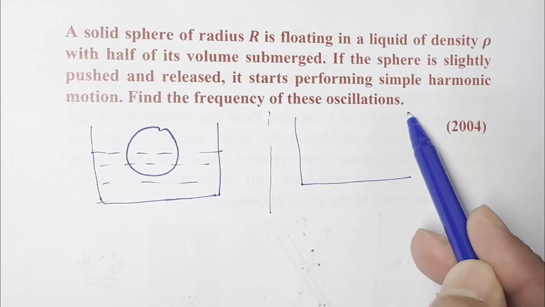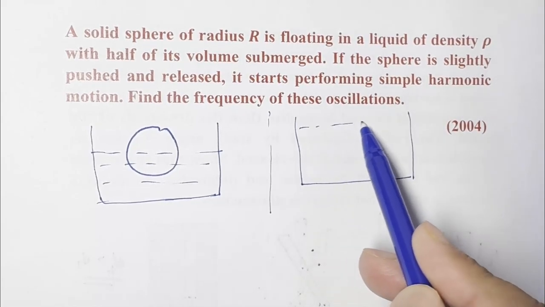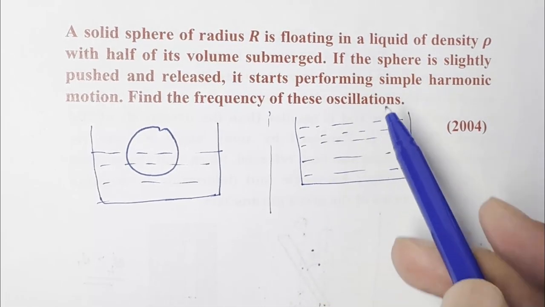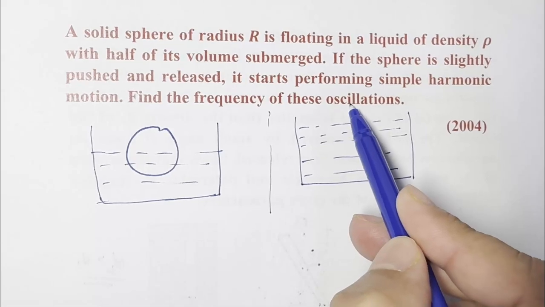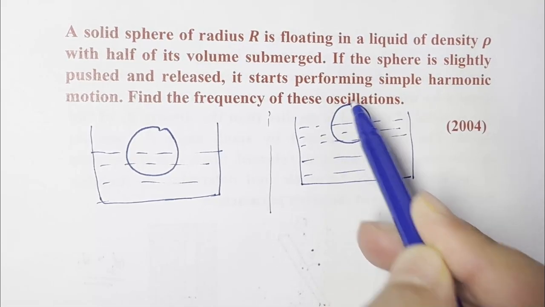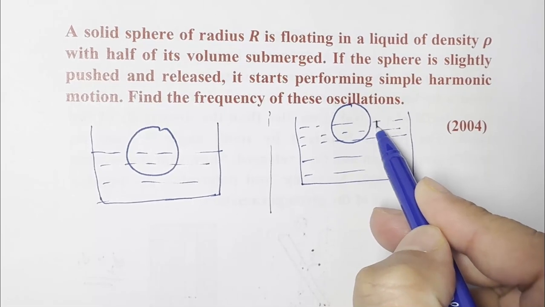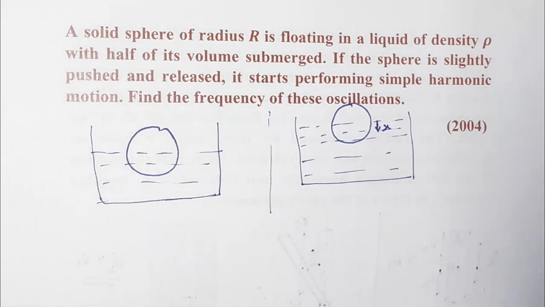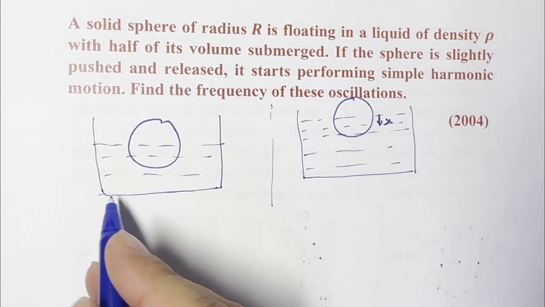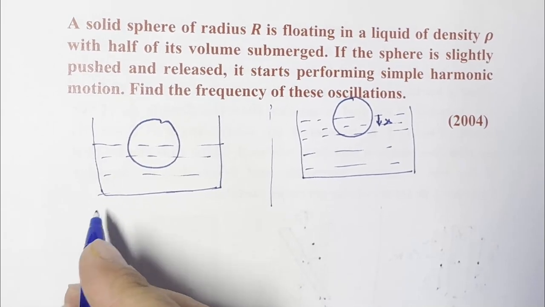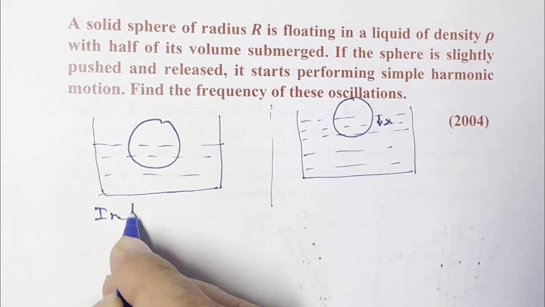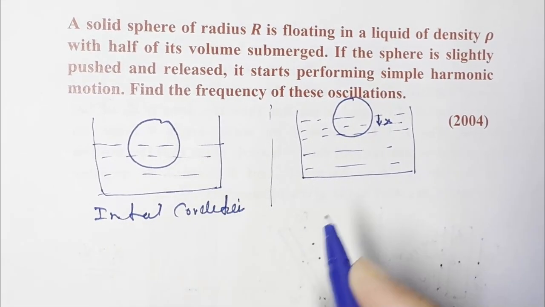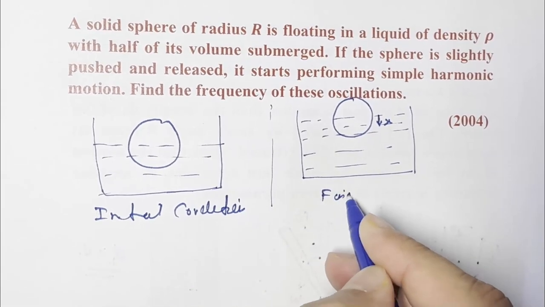and we say that the amount by which it is pushed in the downward direction is, let us suppose, x. So it is pushed a little bit in a downward direction by a distance of x. So you can say into two parts. This is our initial condition, and this is our final condition.